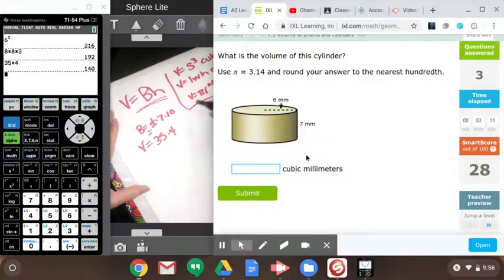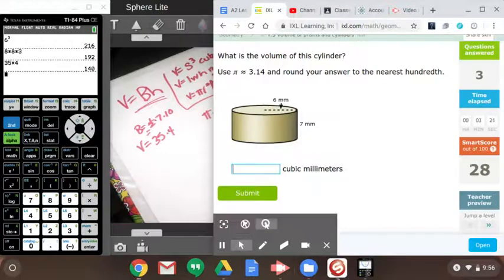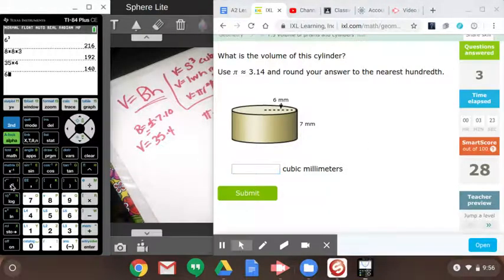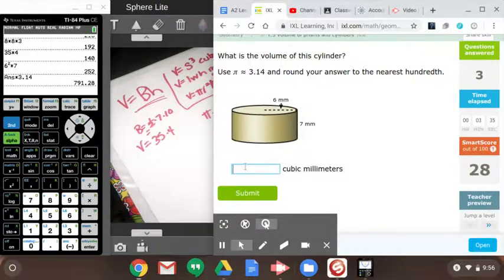On this one, this is a cylinder, so the area of the base is pi r squared. The radius is 6, so that's pi times 6 squared. We're going to times that by 7. So what I would do on this one is 6 squared times 7. That is 252 pi. And then it says to use 3.14. Again, super annoying because we have a pi button, but we're going to follow directions. To the nearest hundredth, 791.28.